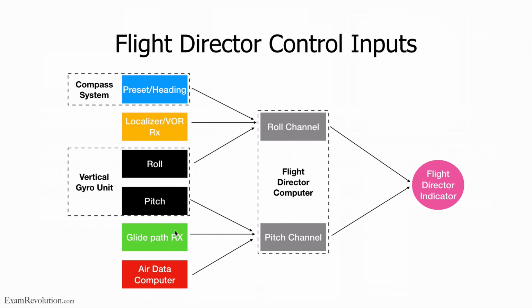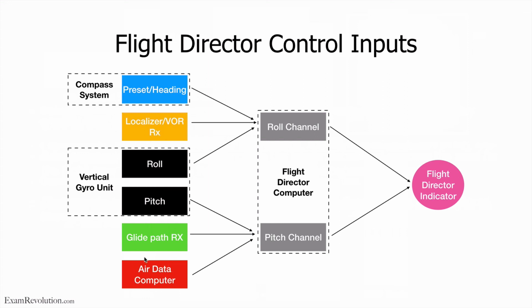And then it can also come from your glide path. So that's where you use the ILS once again, right? So obviously glide path information will get sent to the pitch channel, and the pitch channel will make the necessary changes and send that to the flight director to show you what you must do to remain on that glide path of the ILS.